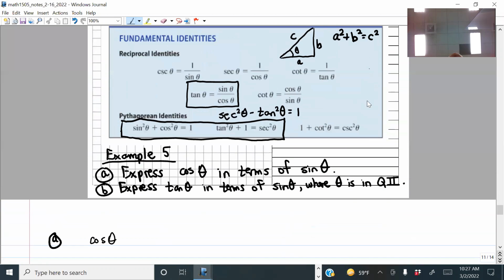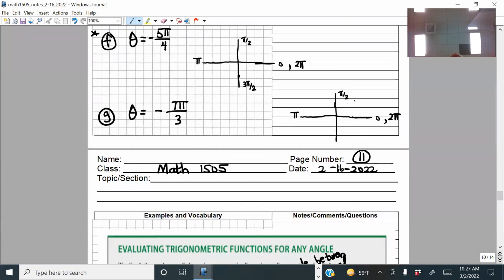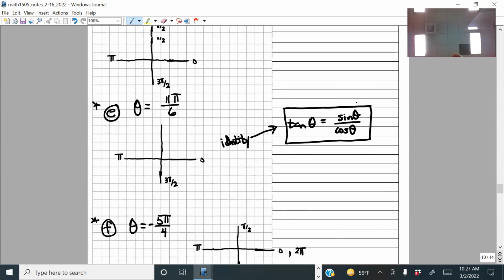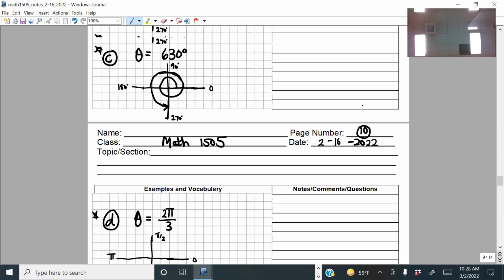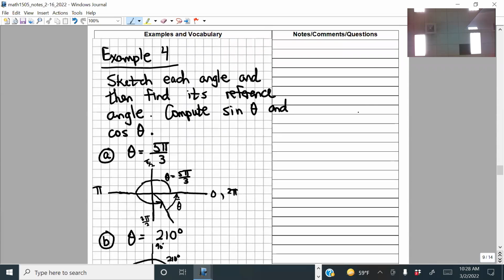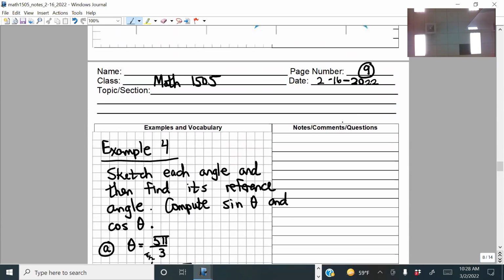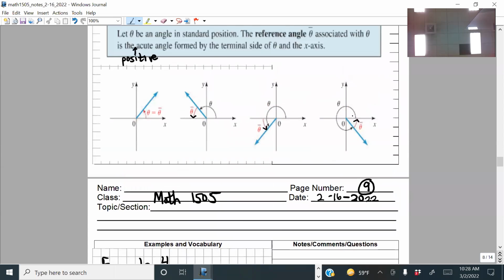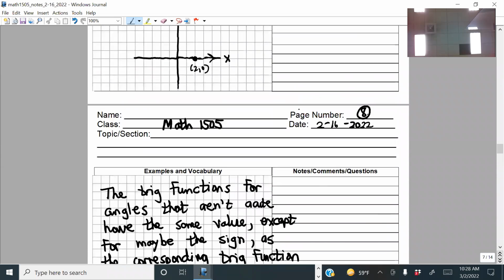Okay, so let's scroll back up here in the notes now. What we're really doing, we're sort of past solving right triangles. We're now extending the trig ratios to angles that are not acute angles, so angles bigger than 90 degrees or negative angles. Last time we were discussing how to do that, and we're going to continue that today.